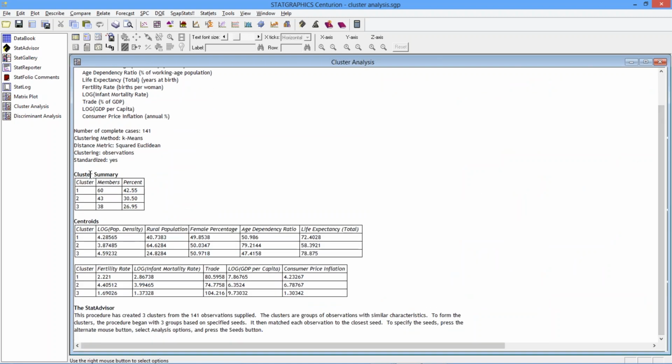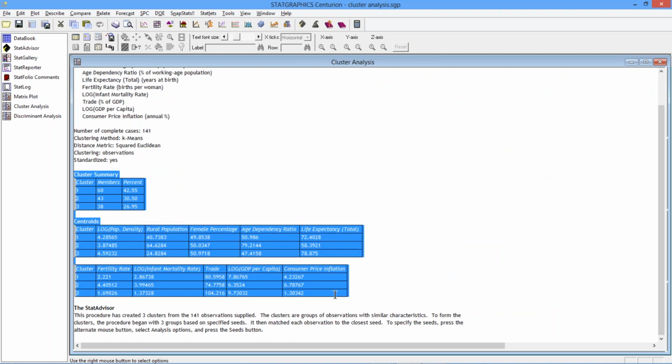If I go to the analysis summary and look at this section right in here, you will see some information about the different clusters that the method of k-means created. It created 3 clusters. The first had 60 countries in it. The second cluster had 43 countries. The third cluster had 38 countries.